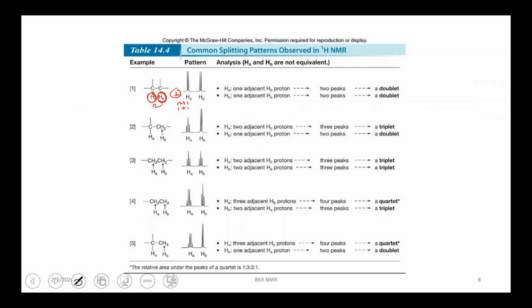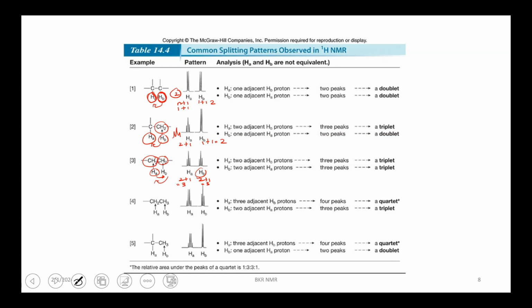Again B has 1 plus 1, so B is also a doublet. Now here A has two B protons, so A will have 2 plus 1, so A will be a triplet. And B has only one neighbor, therefore 1 plus 1, so B will be a doublet. Here the A protons have two B protons, so 2 plus 1, I'll have a triplet. And B has again two A protons, so it will again be 2 plus 1, also a triplet.